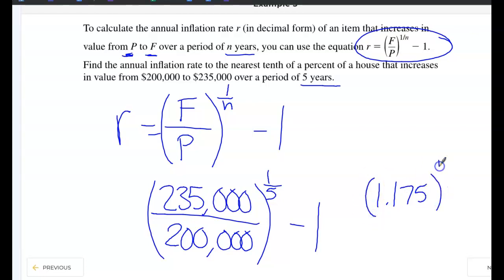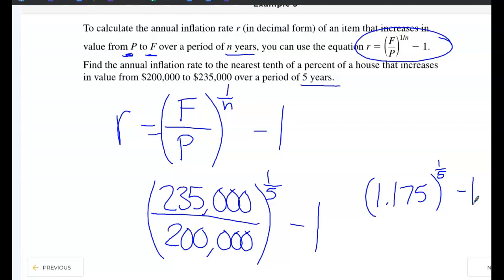Then you have an exponent, so now we would do that exponent. Oh, I get it. So take 1.175 raised to the 1/5 power, subtract 1, and then move the decimal over two places. I got 0.03277, because I subtracted one already.